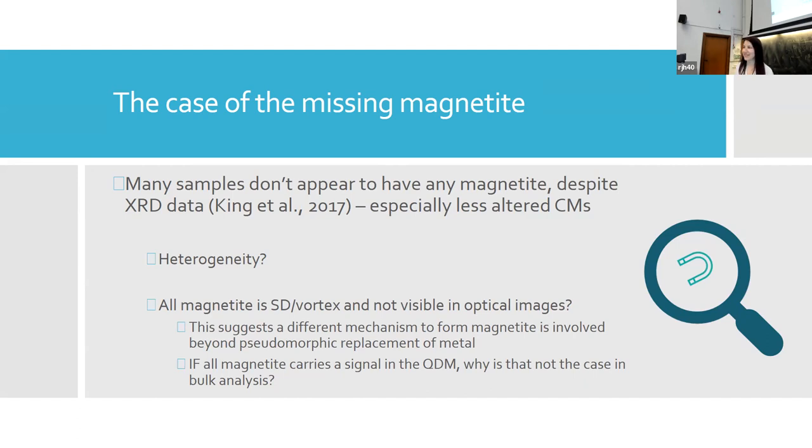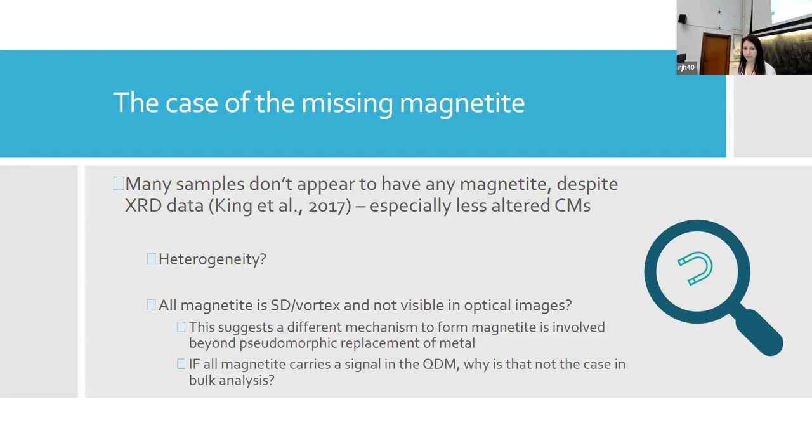So maybe this is the problem. Now, if this is the case, that the magnetite is not visible, not because it's not there, but because it's too small, this might suggest a different mechanism to actually form it other than pseudomorphic replacement, because the middle grains, you've seen them, they're quite large. So if they just pseudomorphically change the magnetite, then that magnetite will be there in that size. So something has to make it really, really small for it to not show up at all anymore.